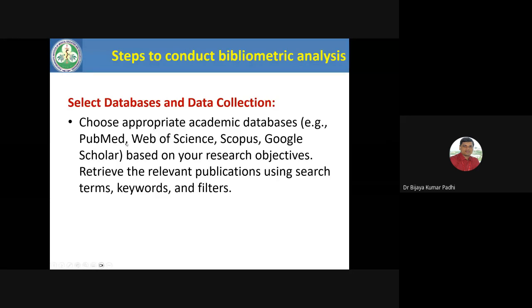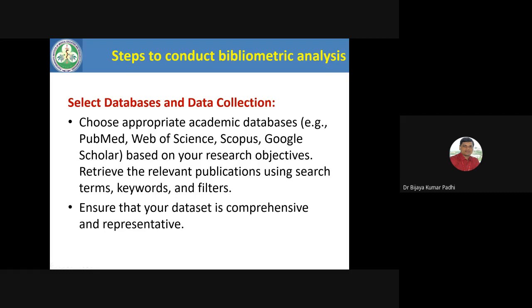As we are familiar, we should use 3 databases: Web of Science, Scopus, or PubMed if possible. PubMed is free, but it has many limitations when you do a bibliometric analysis. However, with Web of Science and Scopus you will find much data and can perform most of the analysis, the full bibliometric analysis. Then ensure that your data set is complete and representative. For representativeness, we have to use 2 to 3 databases.